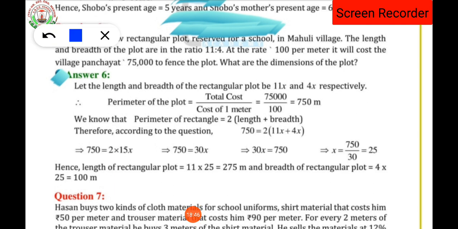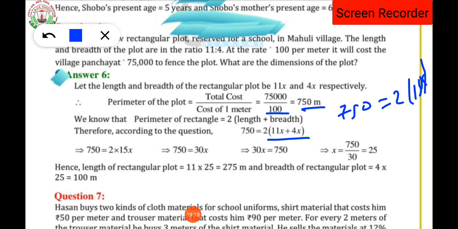So here why is this 75,000 divided by 100? Because 75,000 is in the form of centimeter, that we had to change into the form of meter, that's why. So the perimeter value 750 is equal to 2 into (L plus B), where L is 11x, B is 4x. So 11x plus 4x will become 15x, isn't it?